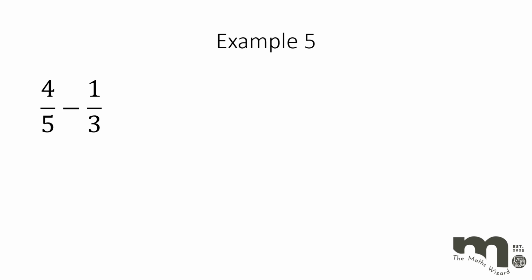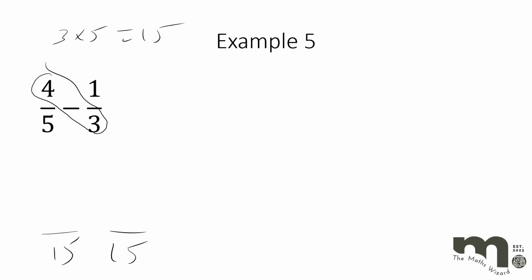Okay, next one then, before I give you some to practice with, we've got 4/5 minus a third. So in this case, 3 times 5 is 15. So that's the common multiple of 3 and 5 we're going to use. Then we've got 4 times 3 there to get 12 for that top number. 1 times 5 for that. Then we can subtract. So 12 take away 5 will give us 7 over 15.